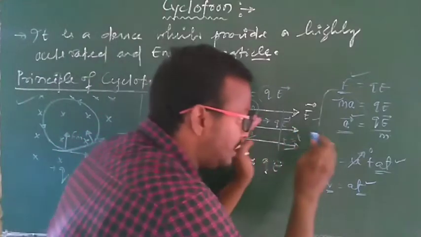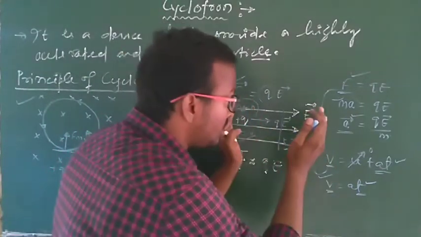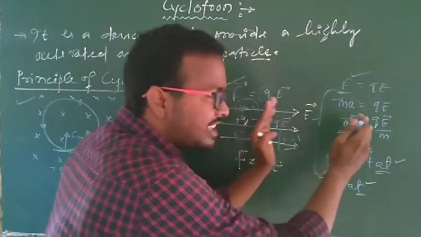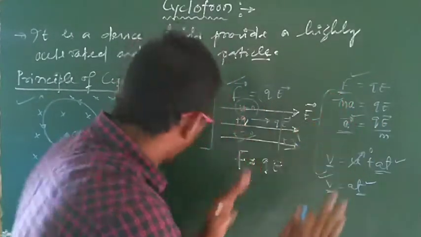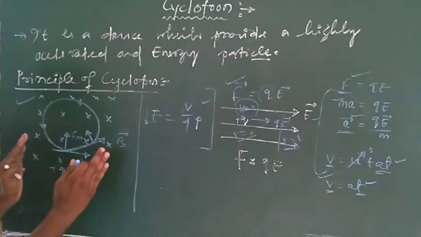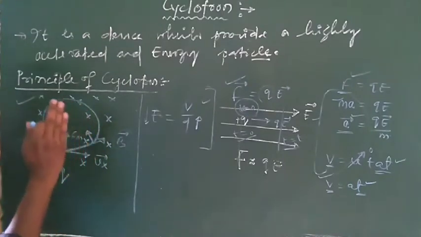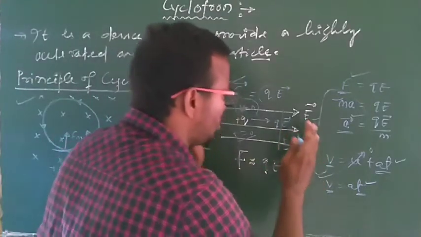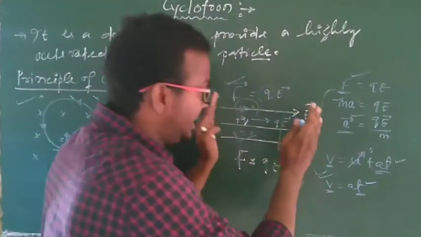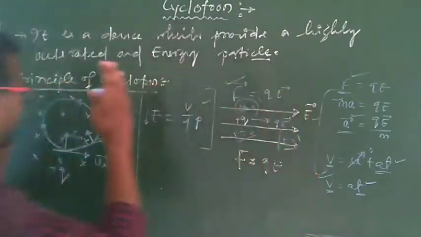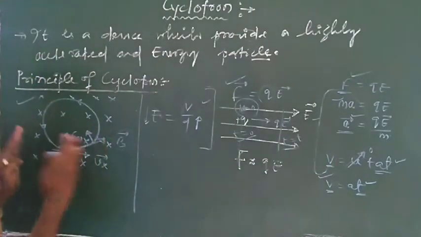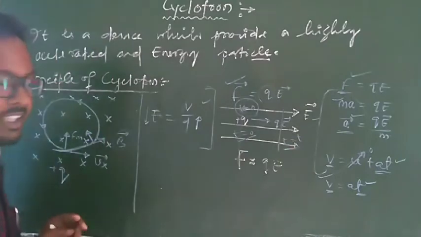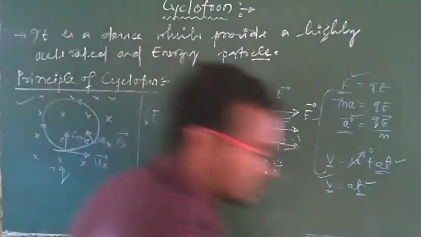Clear? Why do we use the electric field here? Because the electric field can accelerate the charged particle. The magnetic field only changes the direction of the charged particle, which the electric field cannot do, but it cannot accelerate the charged particle. So here we use these two concepts, and that is known as the principle of the cyclotron.